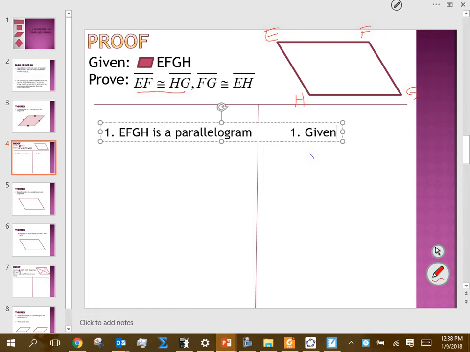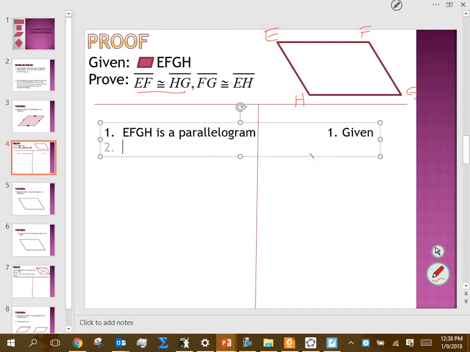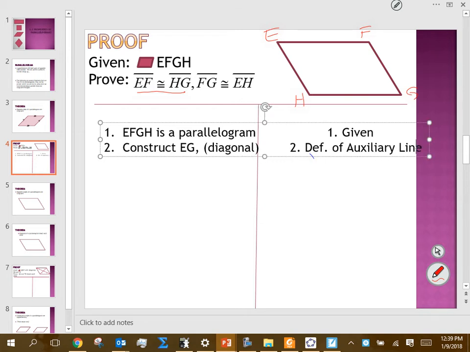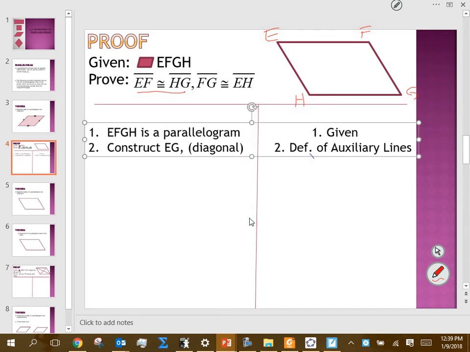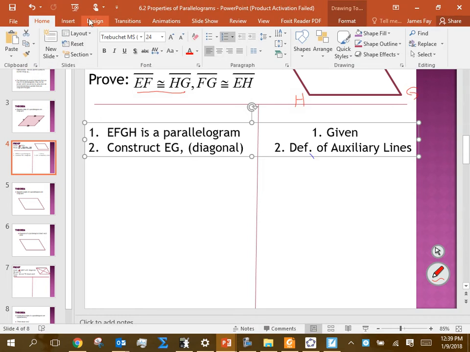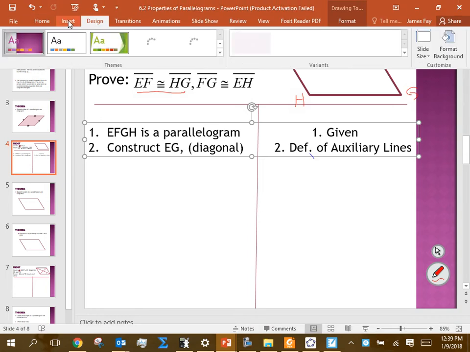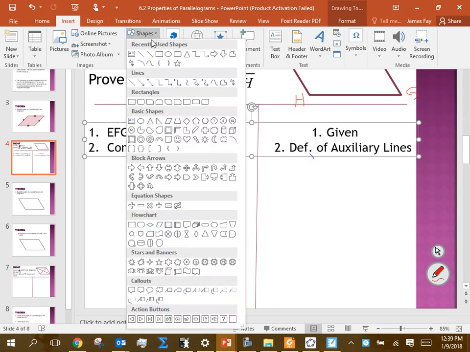And that's given, right? Okay, step two, I'm gonna do this for you. I want you to construct EG. That would be considered a diagonal. And if you remember seeing that phrase before? Auxiliary lines. We always have the ability, if it's going to be beneficial, to add in any line that we want connecting 2 points. So go ahead and do that.